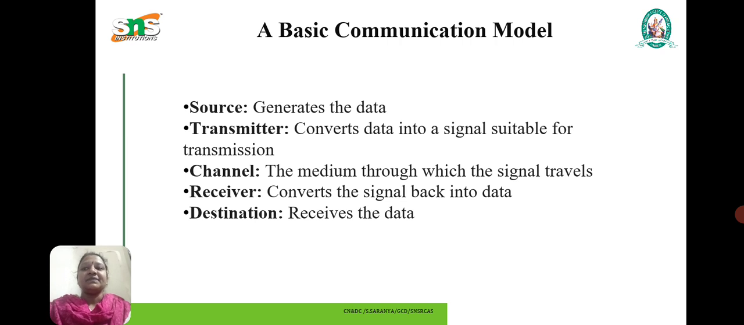The third one is the channel. The channel is the medium through which the signal travels from the transmitter to the receiver. The fourth one is the receiver. The receiver receives the transmitted signals and converts them back into the original data format. It is mostly the reverse function of the transmitter. Destination. This is the final recipient of the data. It can be any other computer, printer, a display screen, or a device capable of processing the received data.